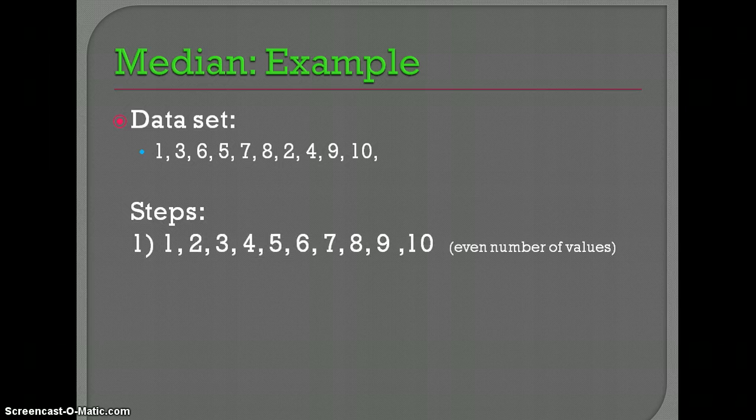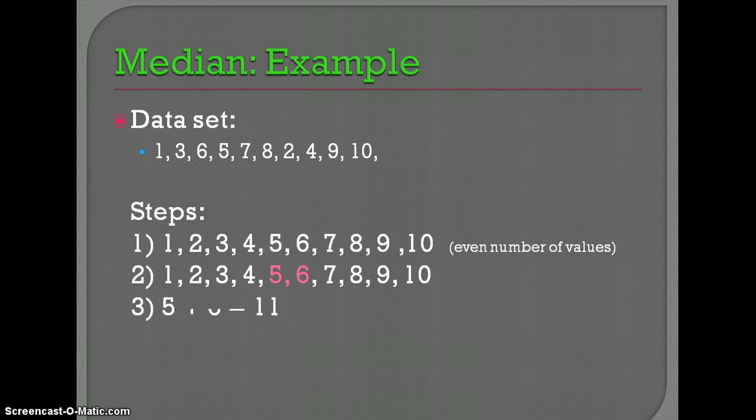The steps. First, we have to order the numbers numerically. So it goes 1, 2, 3, 4, 5, 6, 7, 8, 9, and 10. As you can tell, there are 10 data values in this set, which is an even number of values. So we find the two middles that are right in the middle. As you can see, I highlighted 5 and 6 because those are the middle numbers.